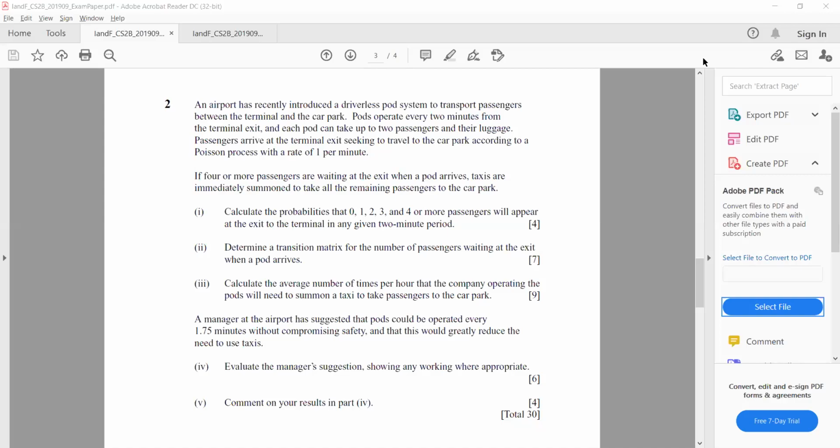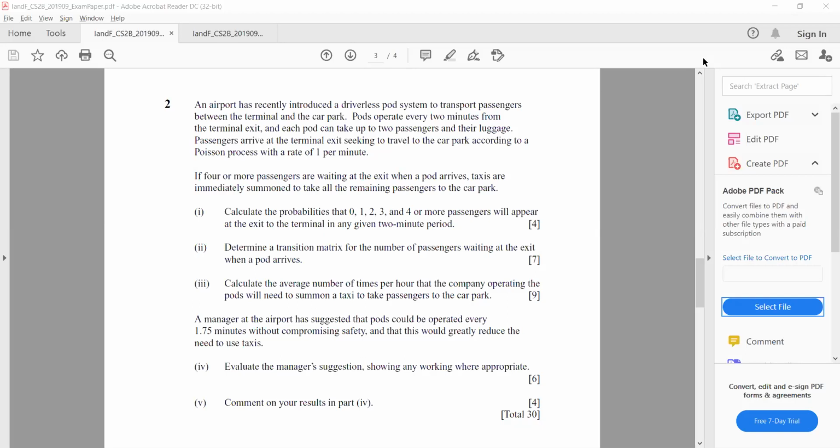So to start with, let's go through the question once and we'll see how each and every line is conveying us certain information. An airport has recently introduced a driverless pod system to transport passengers between the terminal and the car park. Pods operate every 2 minutes from the terminal exit, and each pod can take up to two passengers and their luggage. Passengers arrive at the terminal exit seeking to travel to the car park according to a Poisson process with a rate of 1 per minute.